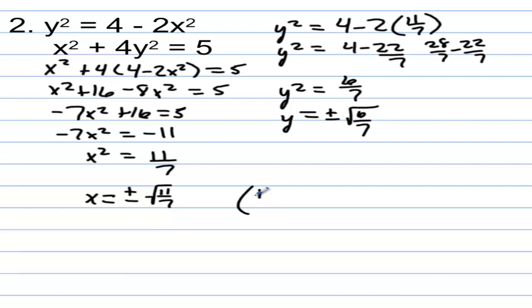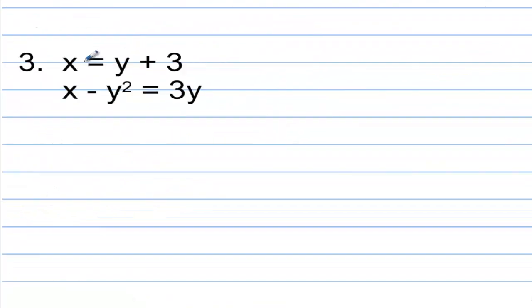So we have, no matter if we plug in plus or minus the square root of 11 sevenths, we're going to get plus or minus the square root of 6 sevenths. Number 3, x equals y plus 3. Let's substitute y plus 3 in for x in the second one. We have y plus 3 minus y squared is equal to 3y.